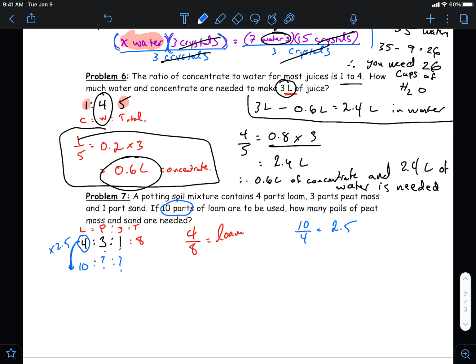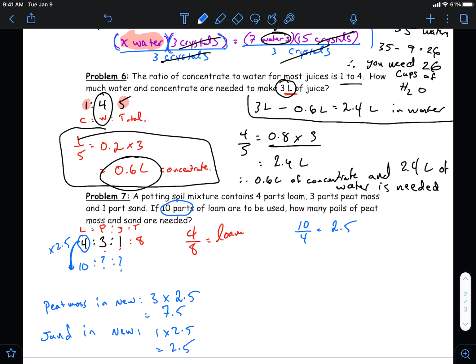right? And so if I multiply the 4 by 2.5 to get the amount of peat moss in the new mixture, I would take the 3 and multiply it by 2.5. So I know that in the new mixture, 3 times 2.5 is 7.5. So I have 7.5 parts of peat moss. And then I can do the same thing with the sand, right? Sand in the new mixture is going to be the 1 times 2.5. It's going to be 2.5.